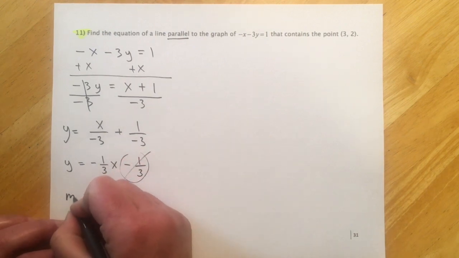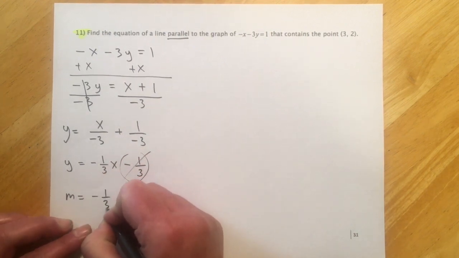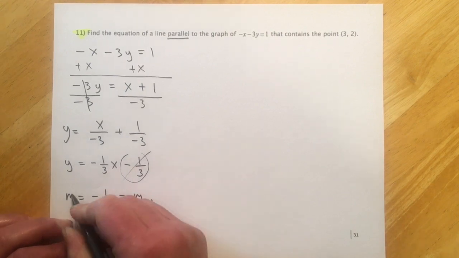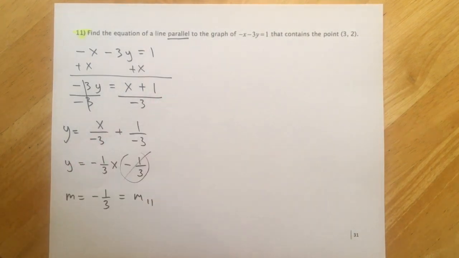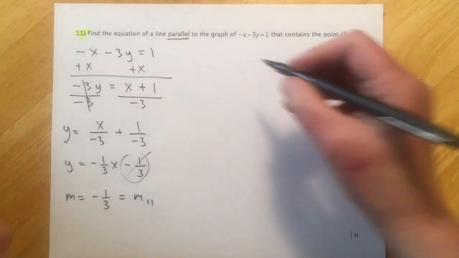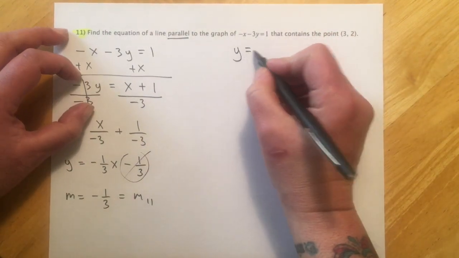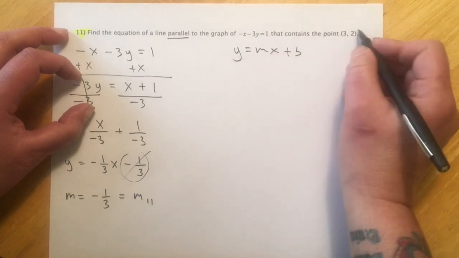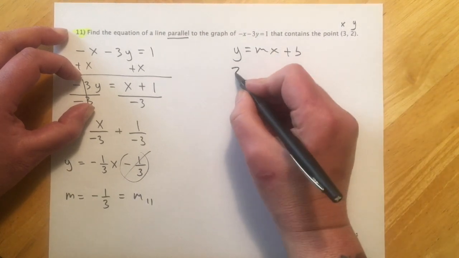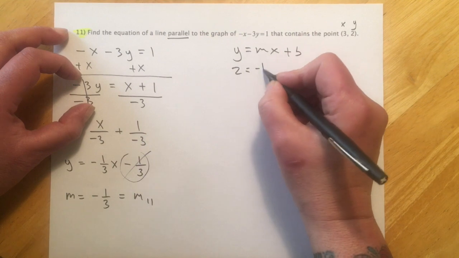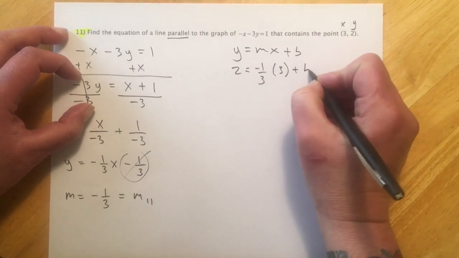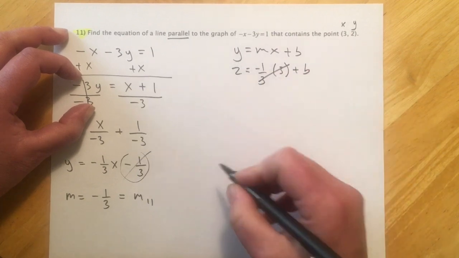This one is my slope, and so my slope parallel is going to be the same thing, right? Because parallel lines have the same slope. So for our equation, we're going to do y equals mx plus b. So this is our x, this is our y, and then there's our m, and x is 3 plus our b. So this one comes out a little nicer than the last one.